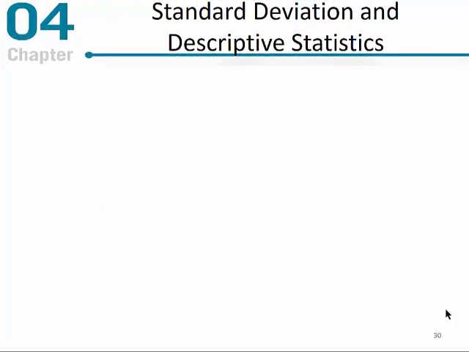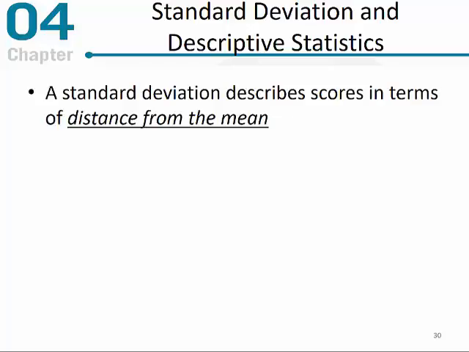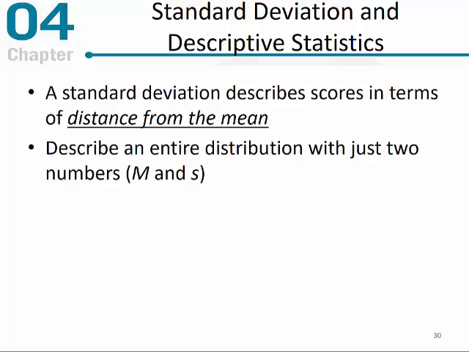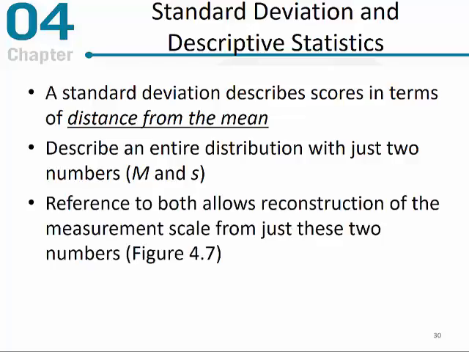So when we look at standard deviations in regards to descriptive statistics, we can see that a standard deviation describes the scores in terms of the distance from the mean. So we can describe an entire distribution with just two numbers, the mean and the standard deviation. And reference to both allows a reconstruction of the measurement scale from just these two numbers. Also, you can see this in your figure 4.7 in the textbook.